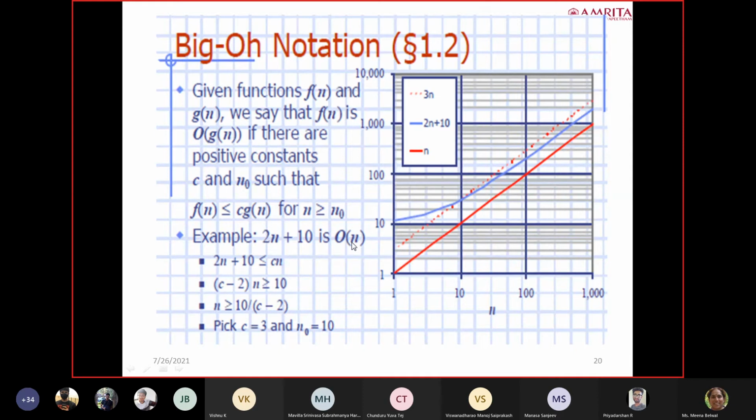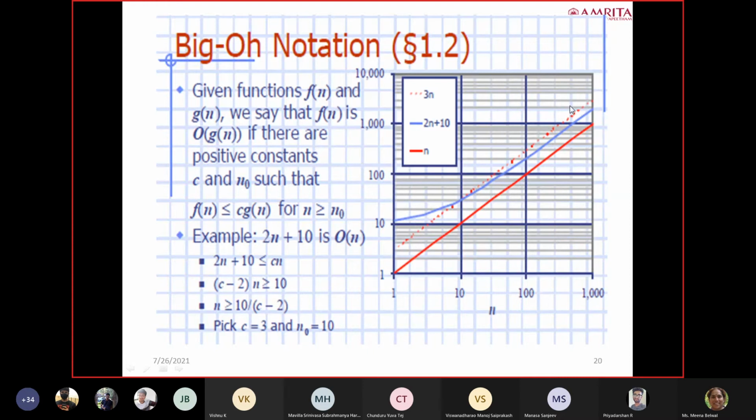So if I want to assume that it is O of n, am I able to find a constant C? Yes, I am able to find a constant C. The value of constant C is 3. And am I able to find a constant n0? Yes, I am able to find a constant n0 such that n0 is 10. So if I do that, then this C of Gn becomes 3n, and 3n's plot comes like this.